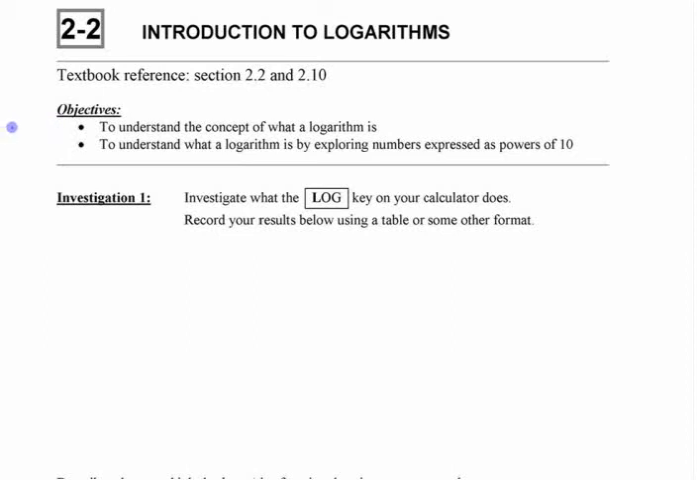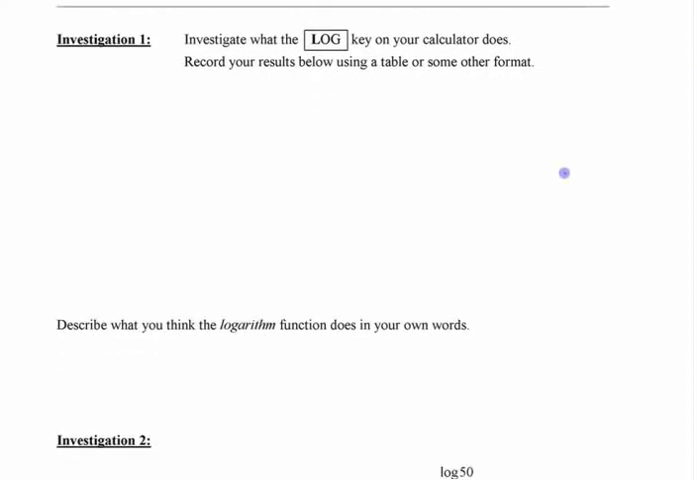Okay, so before we can solve exponential equations that don't have related bases, we have to know what a logarithm is. That's what this tutorial is aimed at. It's very open-ended at the beginning: investigate what it does.